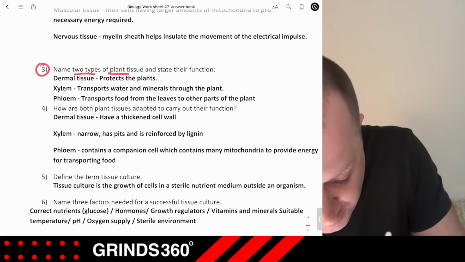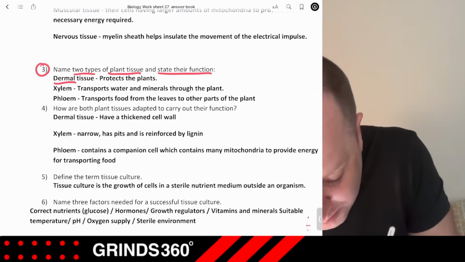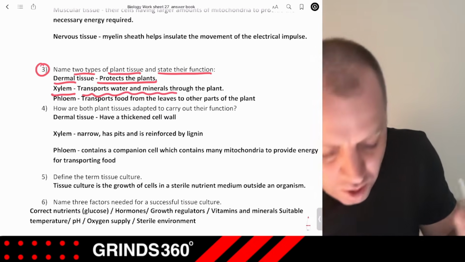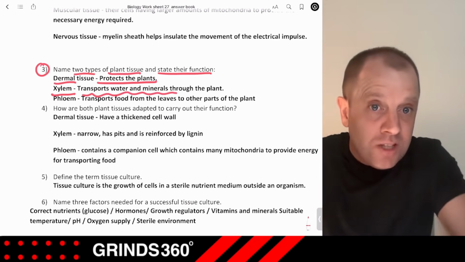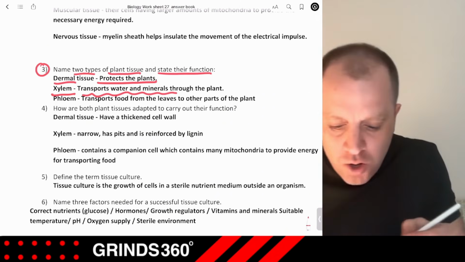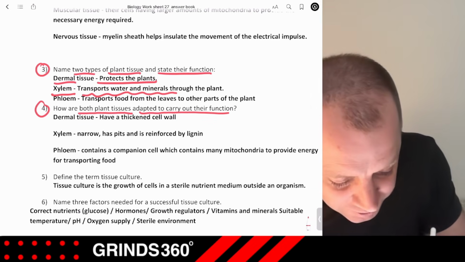Name two types of plant tissue and state their function. Well, dermal tissue protects the plant, and xylem transports water and minerals through the plant. So that's what you need to know for this chapter. If this chapter's asked, that's what they'll ask about the plants. Now, they'll also ask, how are both plant tissues adapted to carry out their function?